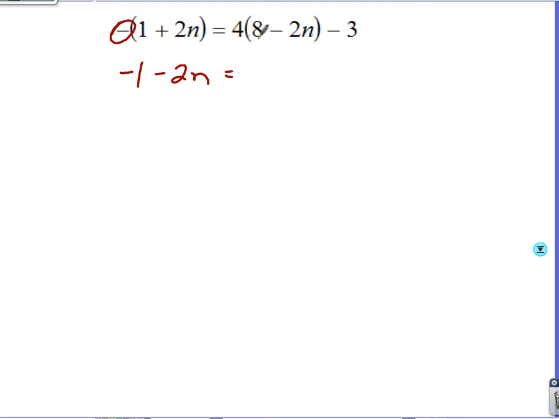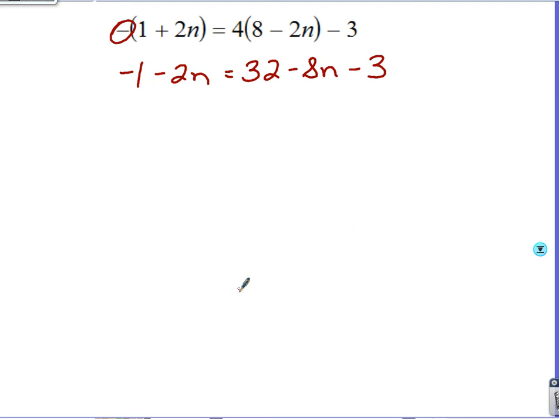Equals 4 times 8 is 32. 4 times negative 2 is negative 8. Bring down the minus 3. The 4 is not being multiplied by negative 3. There's another mistake people make. The 4 is only being multiplied by the stuff inside parentheses. The minus 3 just gets brought down.